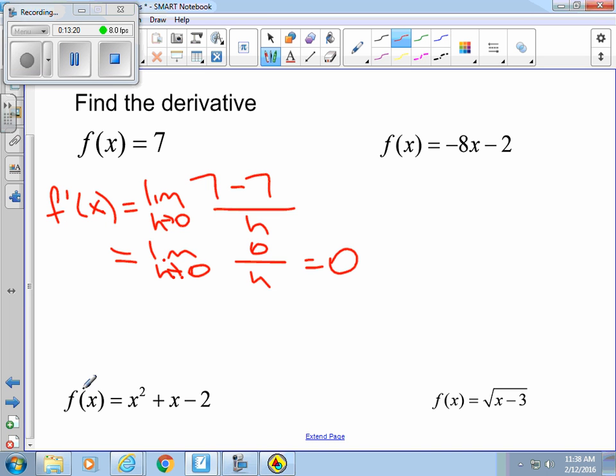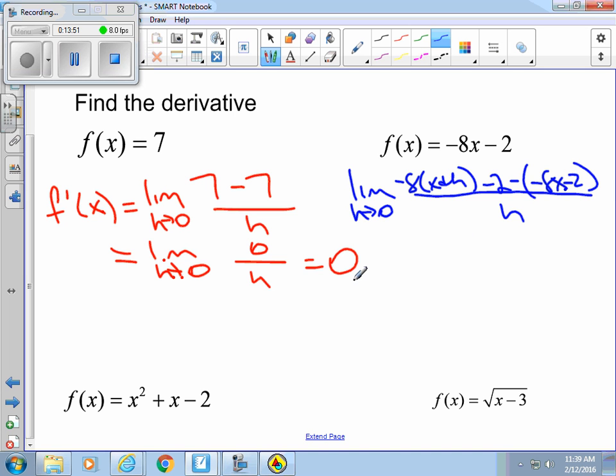Just a quick guess. What do you think the answer to the next one is? It better be, right? If it truly is the slope of the curve at a point, the slope of a line is going to be the same anywhere along that line, right? Makes sense. So let's try it. I get the limit as h approaches 0 of negative 8 times x plus h minus 2 minus negative 8x minus 2 all over h.